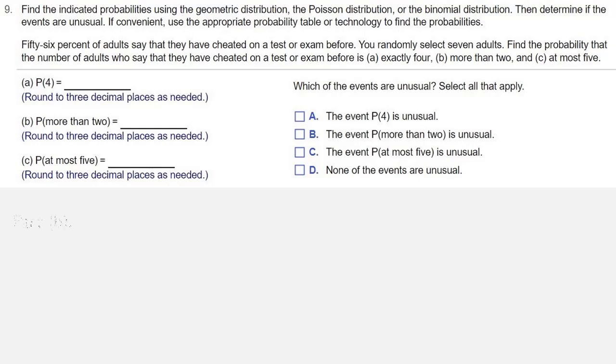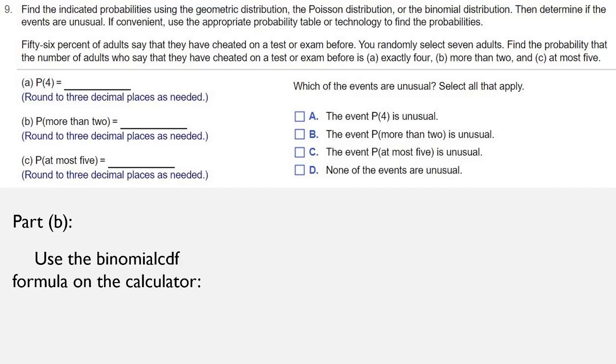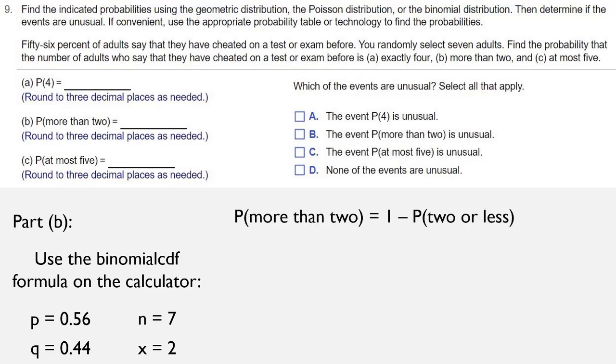For part B, we're looking for the probability that more than 2 say they've cheated. We want to use the binomial CDF formula on the calculator. This formula allows us to take the binomial value for several different values of X and add them together all at the same time. So here the probability again, P is 0.56, Q is 0.44, N is 7, and the X is 2. Why 2? Well, binomial CDF always adds binomial values starting at 0 and going up to the point at which you want it to stop.